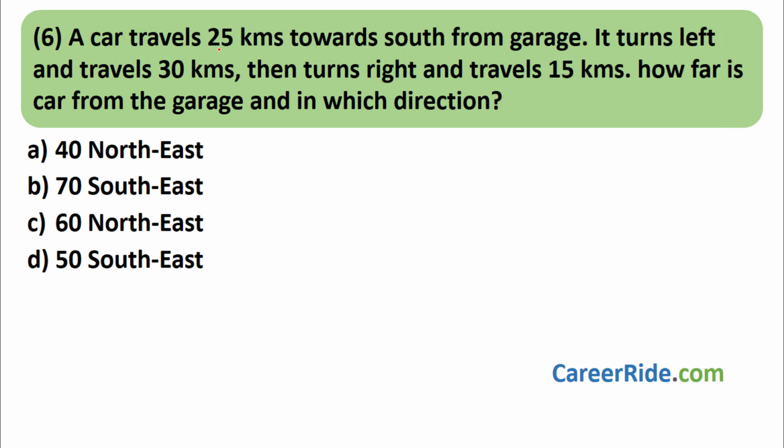A car travels 25 kilometers towards south from the garage. It turns left and travels 30 kilometers. Then it turns right and travels 15 kilometers. How far is the car from the garage and in which direction?